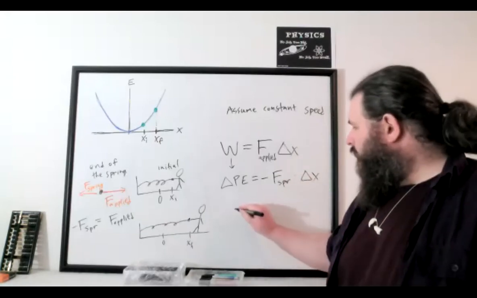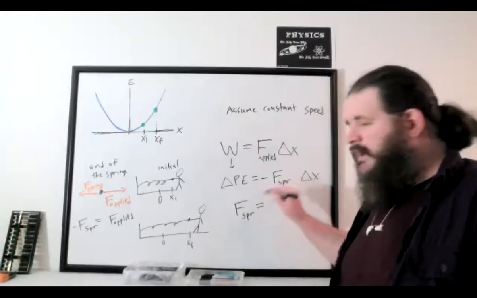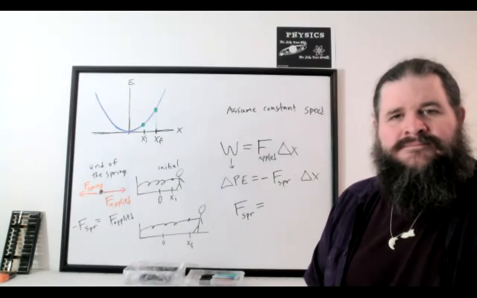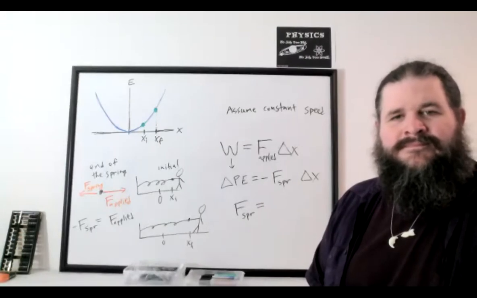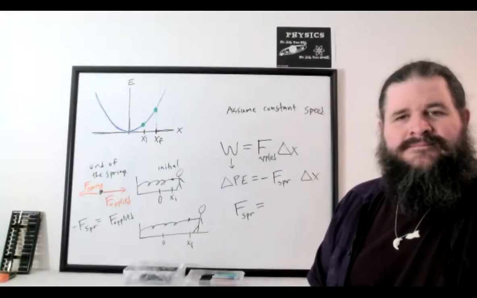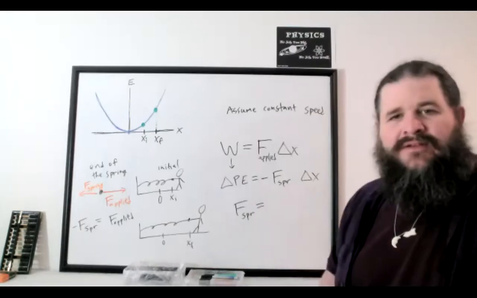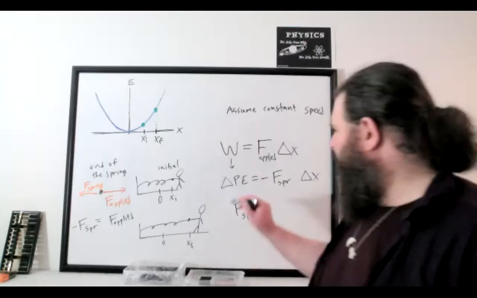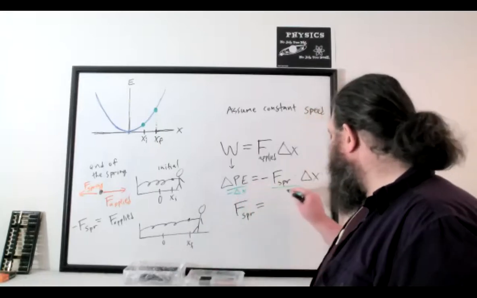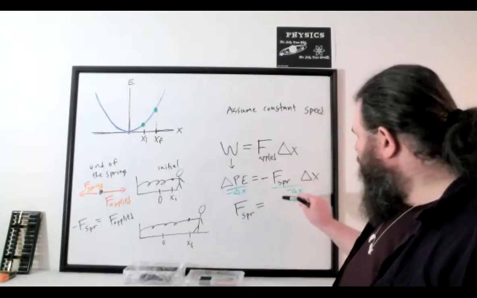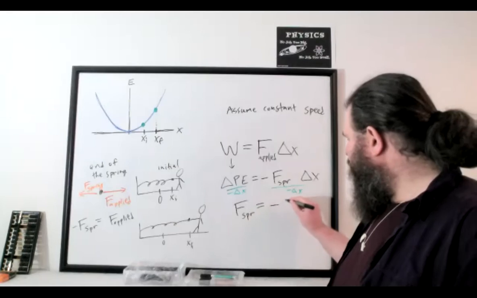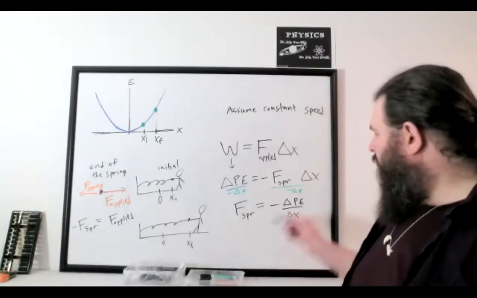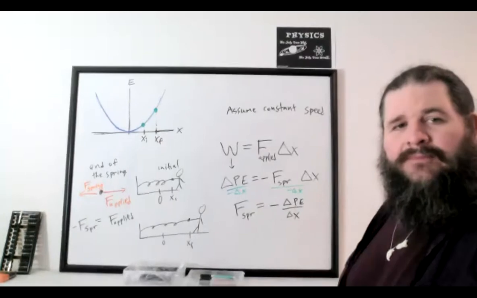And then if you solve this for force, how would you isolate the force of the spring here? How would you get F spring by itself? Yeah, if we just divide both sides by delta x. And moreover, I would divide both sides by negative delta x, because we want to get rid of that negative also. So if we just divide both sides by negative delta x, that'll cancel out the negative, cancel out the delta x. So the spring force is negative delta potential energy over delta x. In other words, how much the potential energy changes divided by how far the object travels.